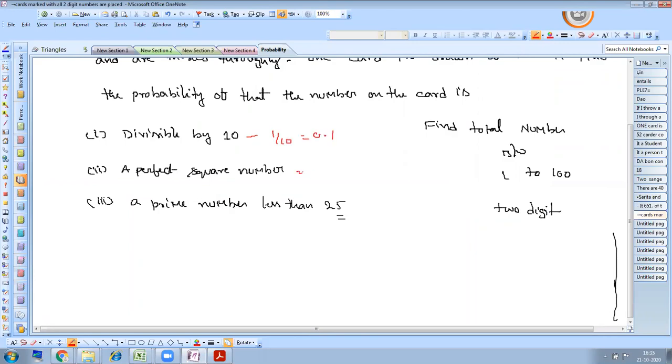A perfect square number. How many 2-digit perfect squares are there? 6, sir. So 6 by 90. That is 1 by 15. How many prime numbers less than 25? 11, 13, 17, 19, 23. 5 by 90, that is 1 by 18. So these are the answers for this question.